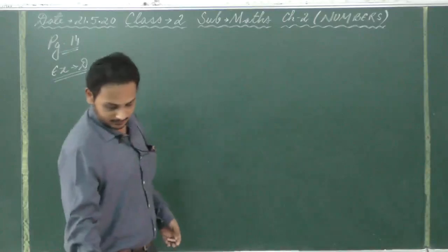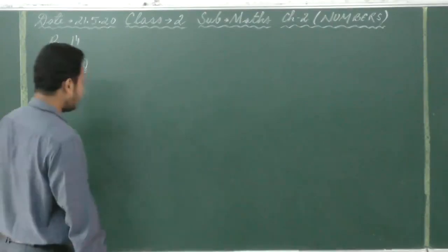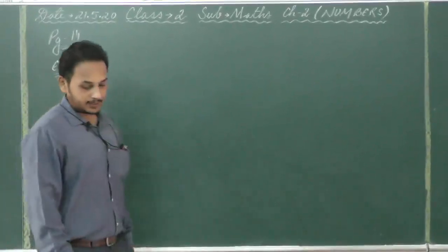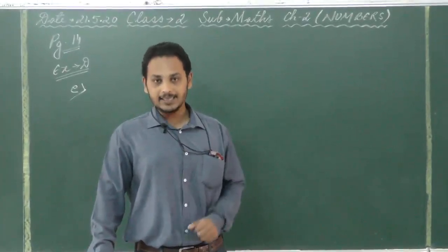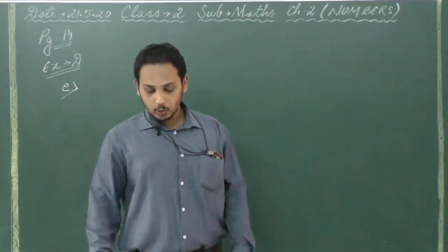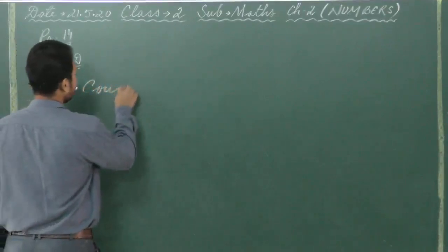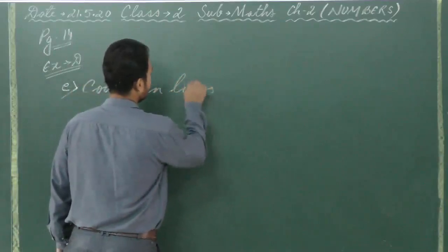Then the next is exercise D, number E. A and B I have done, C and D you will do it yourself. Next is number E. Count in twos. The question is here, count in twos.